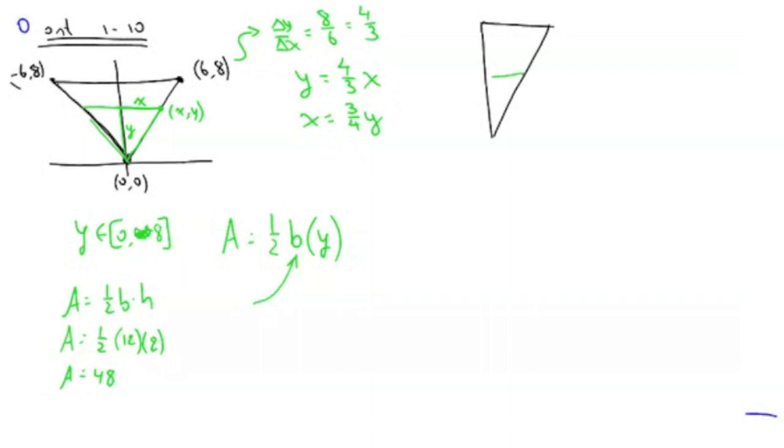Here's your little triangle. This side is y. How high is this thing? 8. This side is x. This side is 6. What kind of triangles are the big black one and the little green one? What are they called? Right triangle. They're both right triangles.